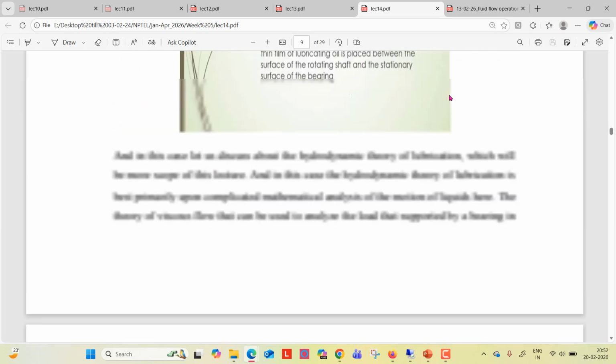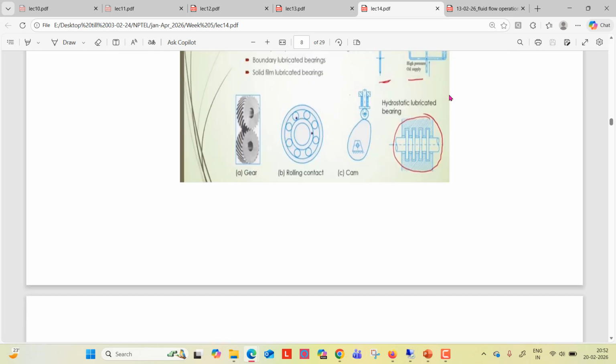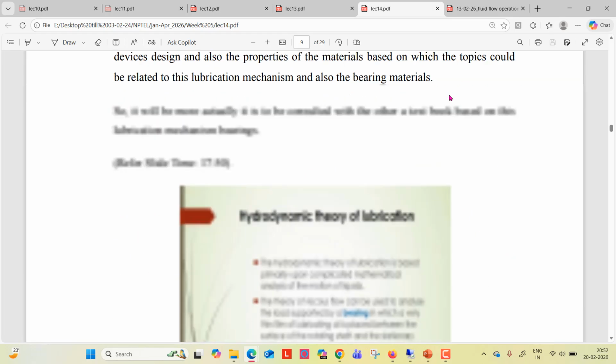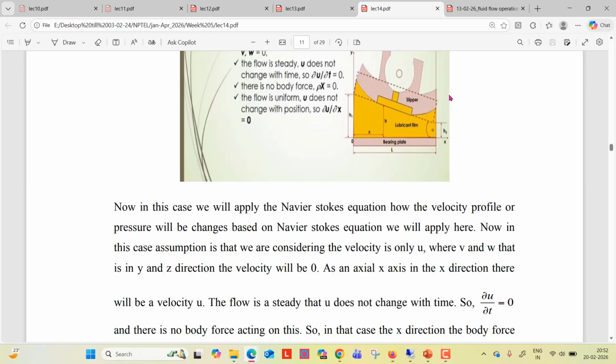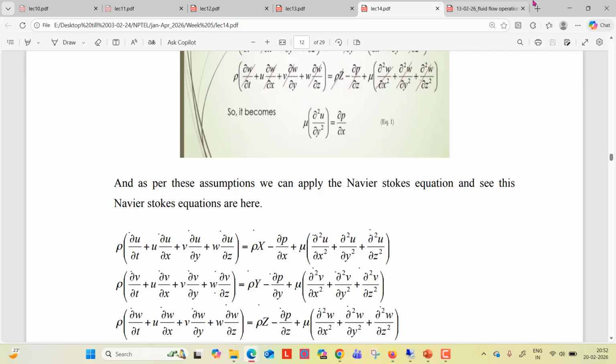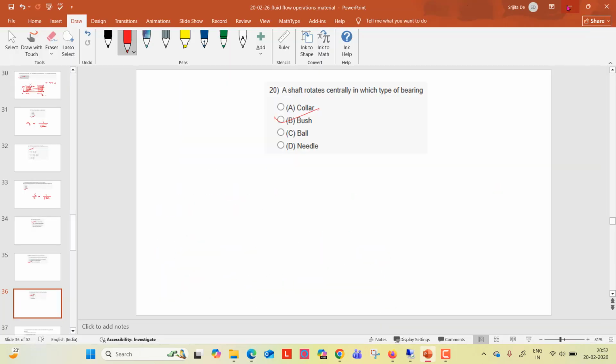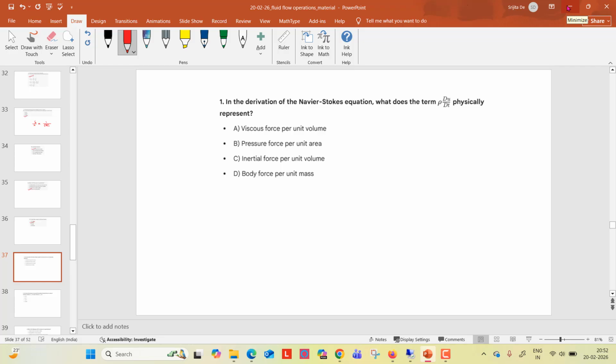So here you can see this is the different type of bearing. Okay. Next comes different questions. Some more questions like the derivation of the Navier-Stokes equation.